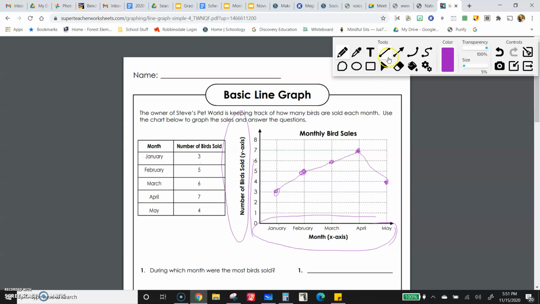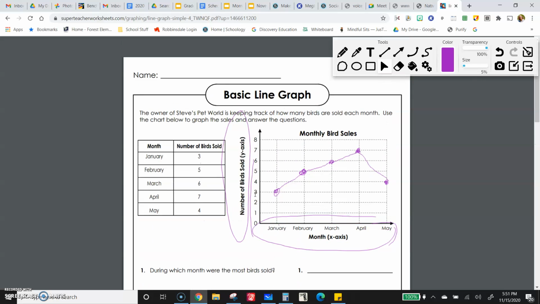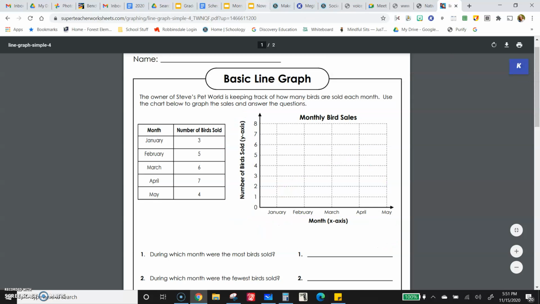Now, there are then questions to answer. So go ahead and do that. Ooh, it's like a code. Don't know what it is. All right, let me show you the one you're going to have to do.